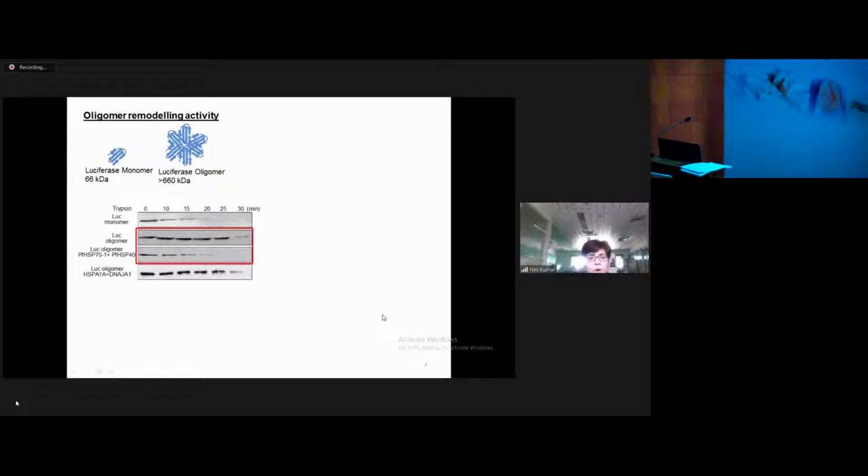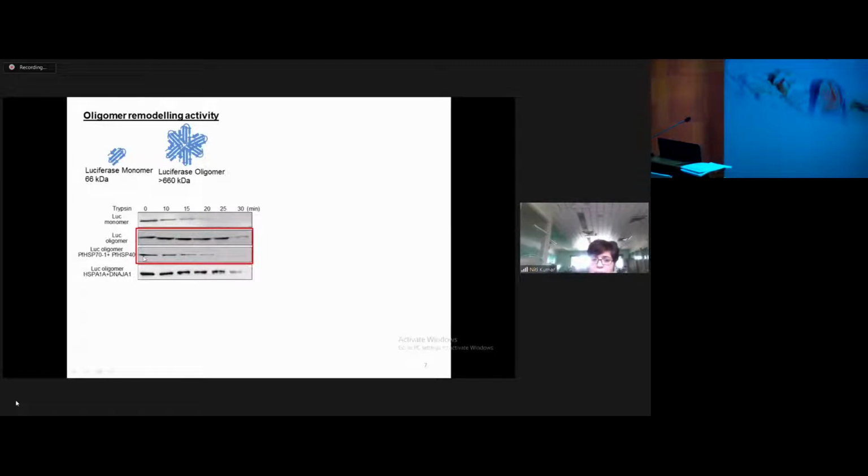We also did some oligomer remodeling experiments, and we used a monomer and an oligomer, and did protease protection assay or limited proteolysis experiments. So as you can see, luciferase monomer is protease sensitive, and the oligomer is resistant to protease cleavage.